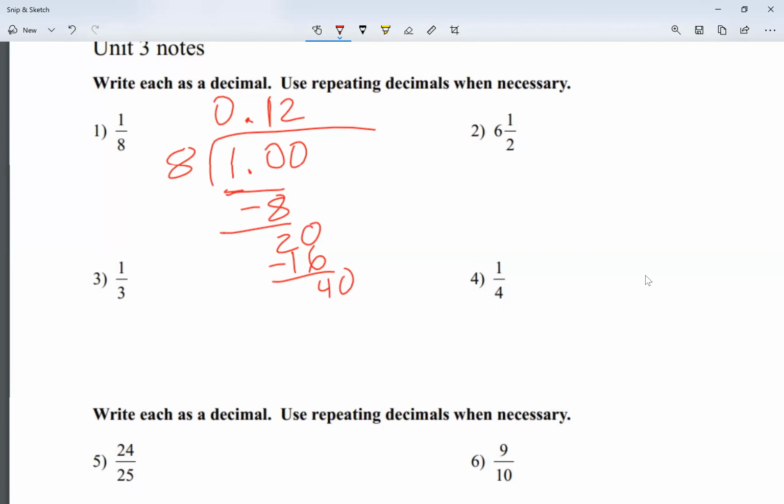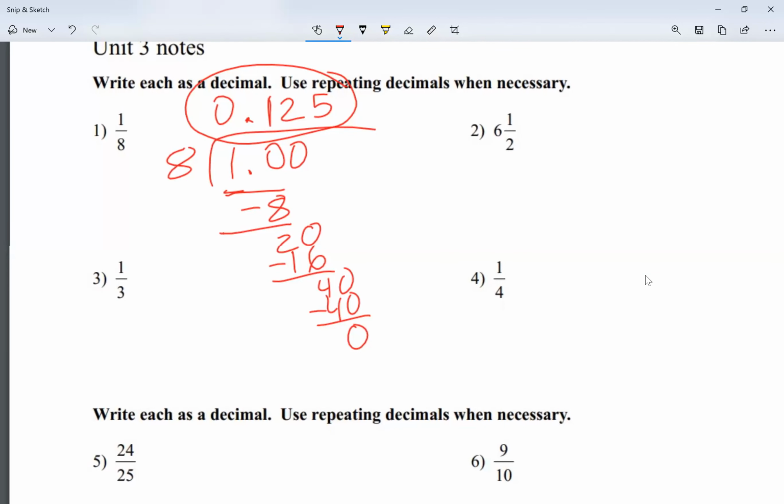So here, how many times does 8 go into 40? I know 8 times 5 is 40. Oh, so that's exact. It goes in 5 times because 8 times 5 is 40. When I subtract this, it's 0. So my answer in this case is 0.125. You guys see it here on the top, 0.125. Interesting. Now, for question number 2, I have 6.5.